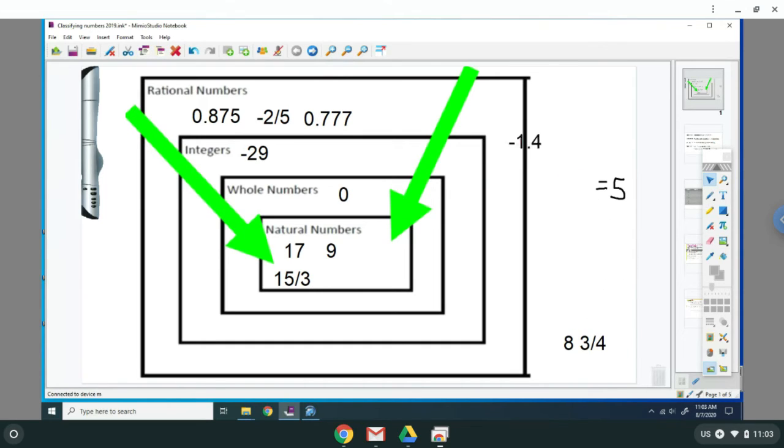Now we're going to try negative 1.4. Well, negative 1.4 is negative, but it still cannot be an integer because it's a decimal, so it has to stay here. Now we're going to try 8 3/4.